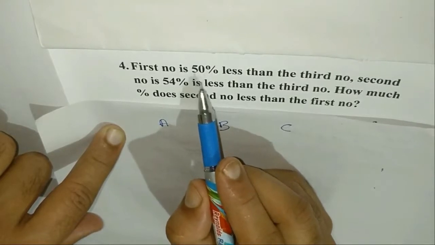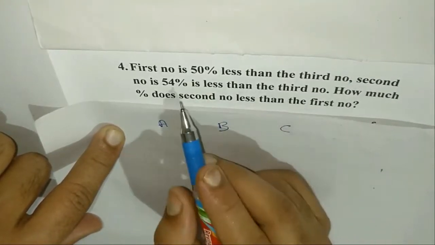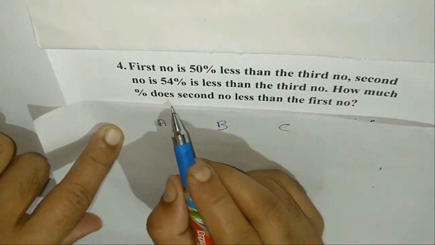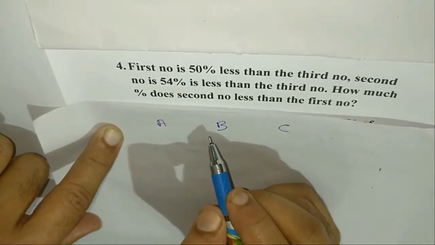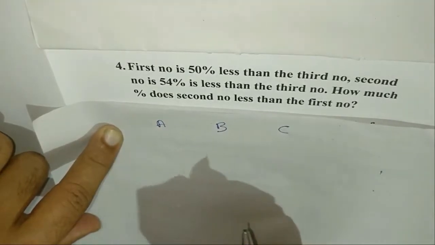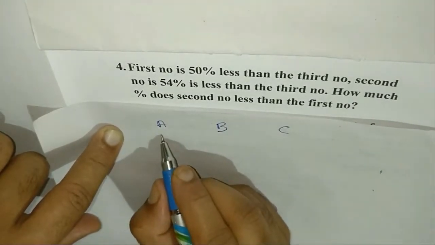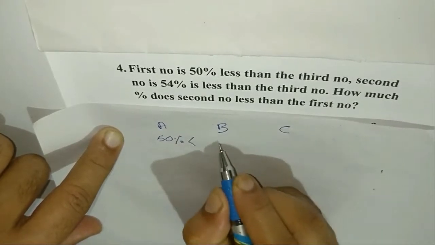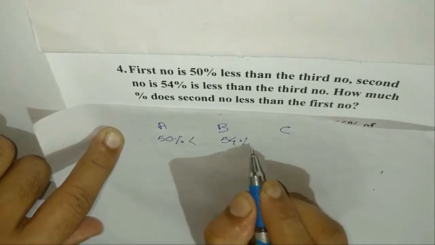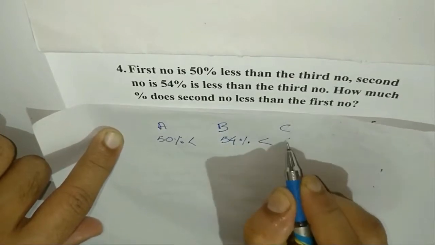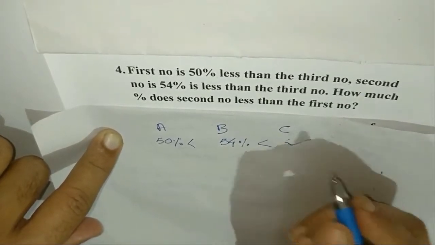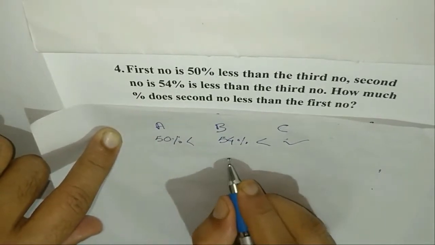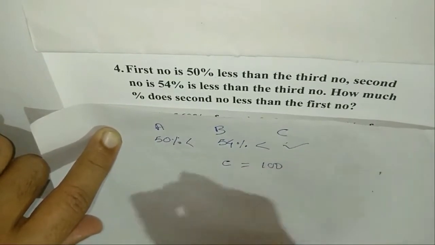So what is given here? Three numbers are there, where the first number is 50% less. So let us assume A, B, C are the three numbers. As per the statement, A is 50% less than C and B is 54% less than C. So we can write it in the equation: A is 50% less than C, B is 54% less than C.